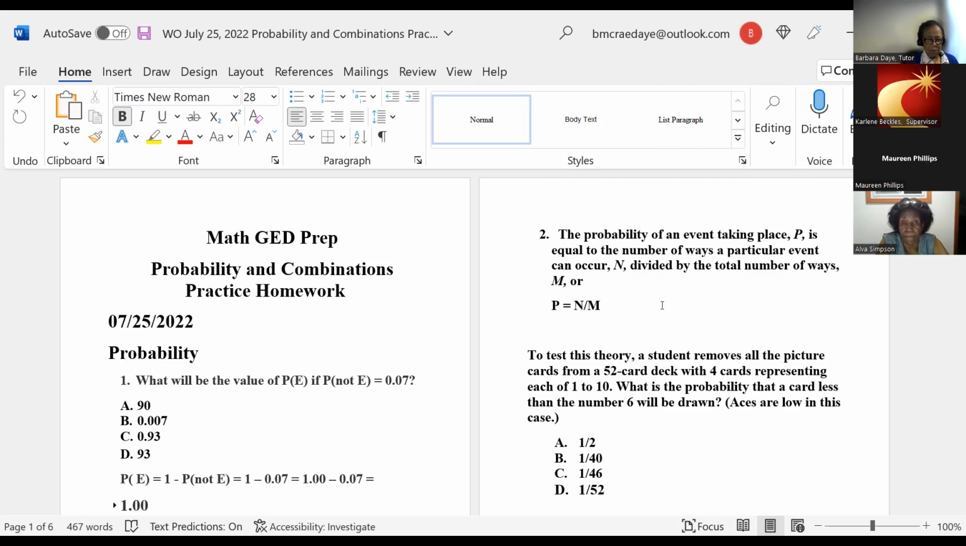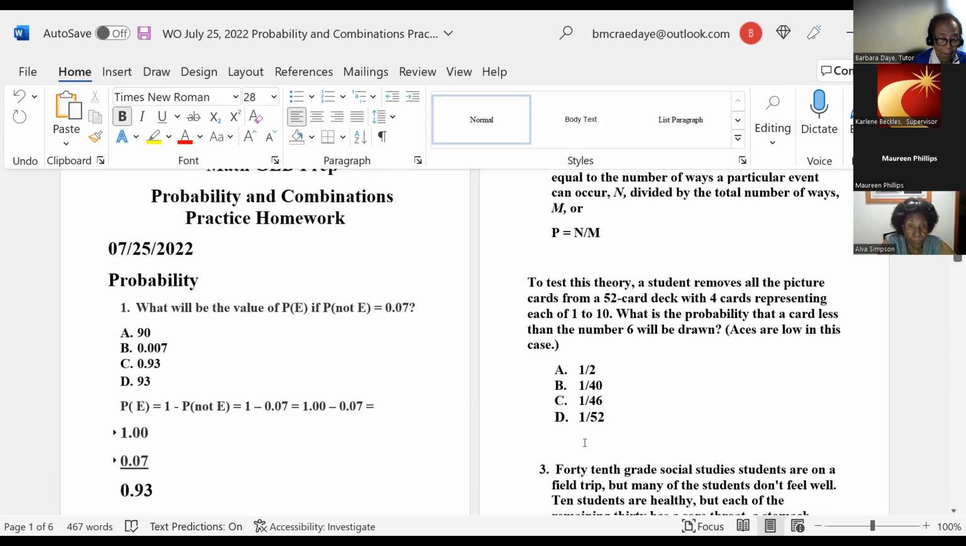Keep going. To test this theory, a student removed all the picture cards from a 52 card deck with 4 cards representing each of one thing. What is the probability that a card less than the number 6 will be drawn? Aces are low in this case. In other words, an ace is a 1.